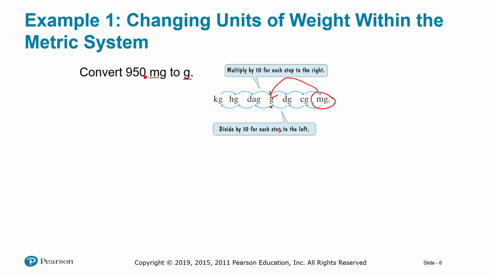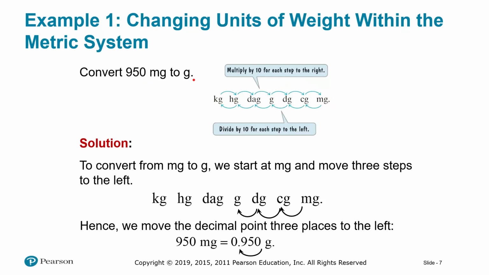So if we need to move to the left, we're going to divide by 10 3 times. 1, 2, 3. That means you're going to move the decimal point over here to change it to grams. And that'll get rid of the milli part, and you'll have the number of grams. So it looks like this. You're moving from milligrams, 1 step, 2 step, till you finally get to grams. If you're moving to the left, you're going to move the decimal point 3 places to the left, and you get your new magnitude for the new unit.